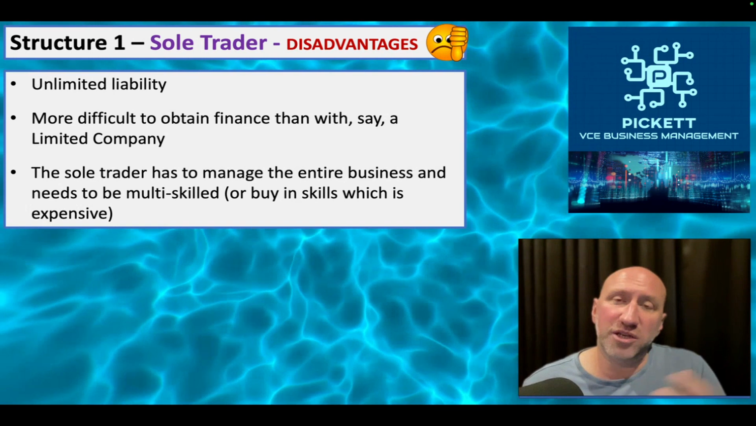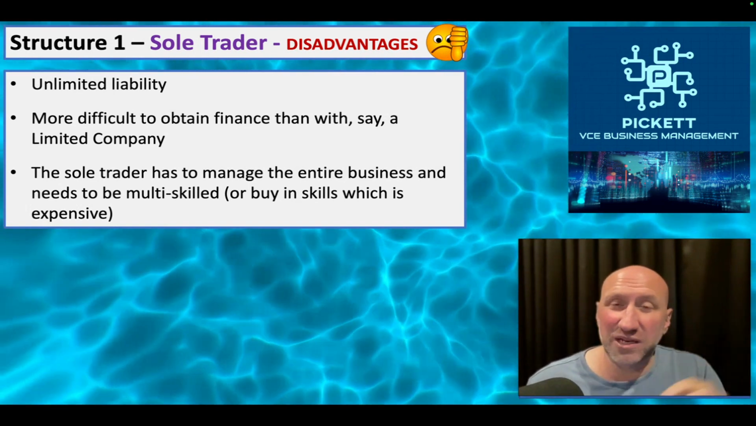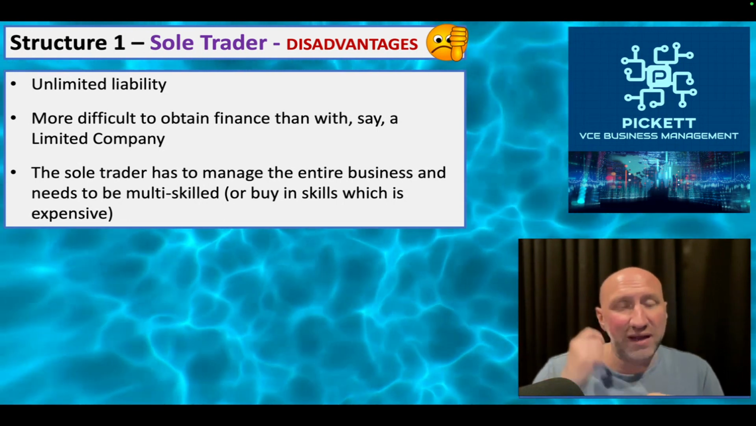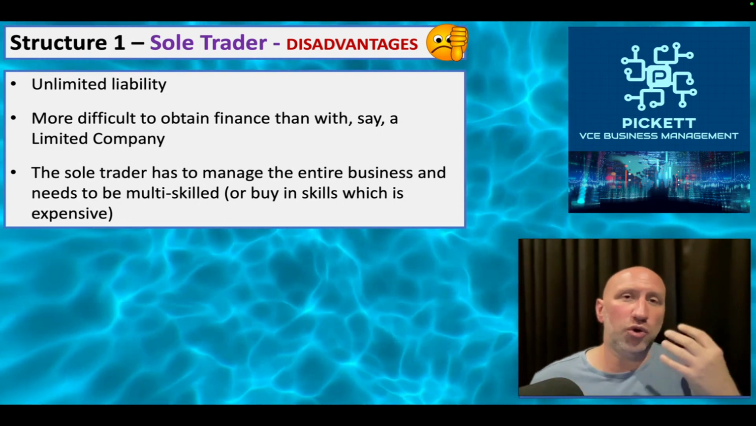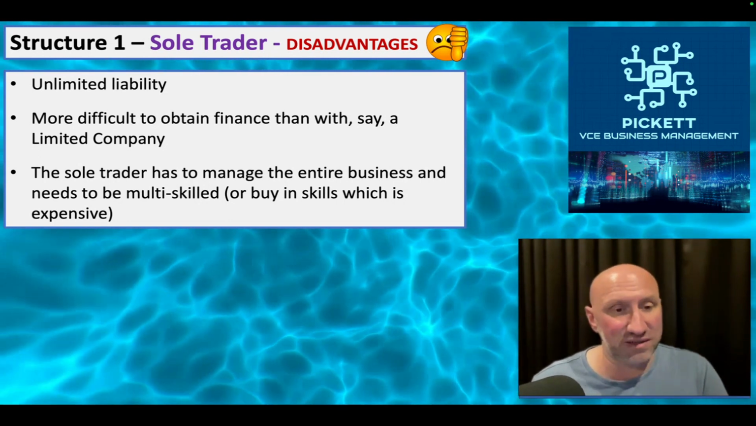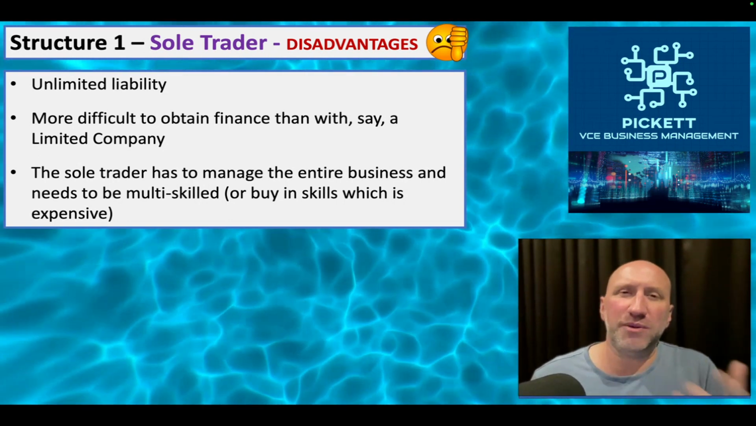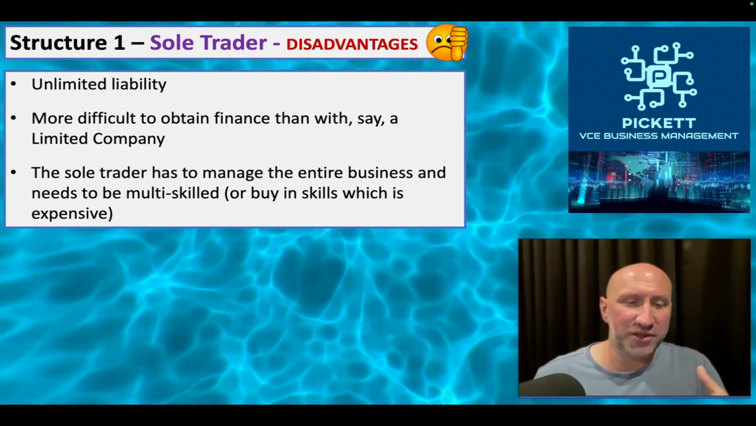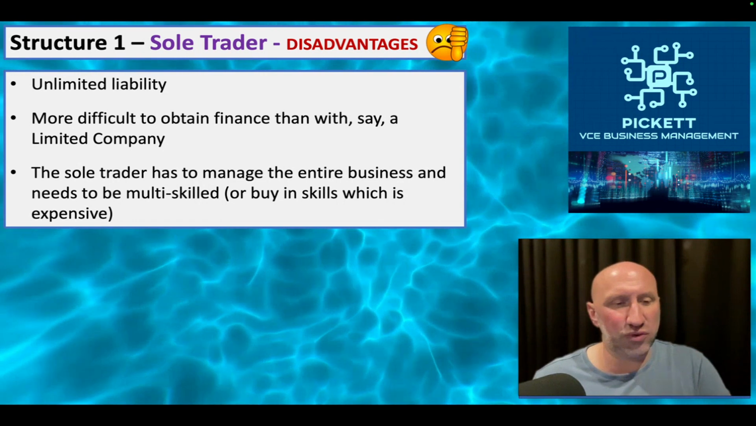There's an advantage. In terms of disadvantages, that unlimited liability, that's a definite big disadvantage. The idea that, if things do go wrong, your own personal assets are at risk. So that's probably the biggest disadvantage. It can also be more difficult to obtain finance than with some of the other structures, like a limited company, which we'll look at shortly.